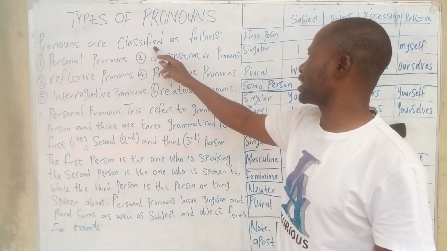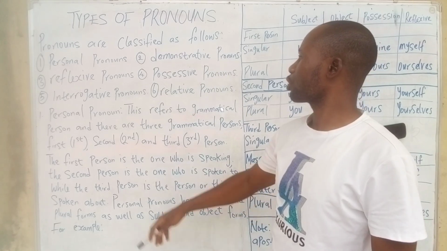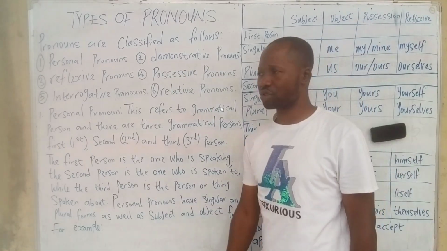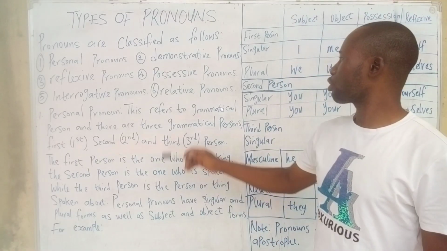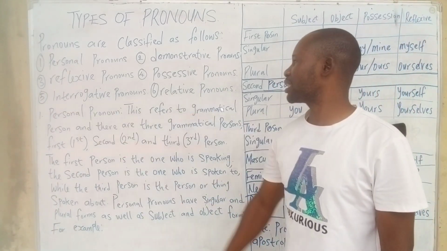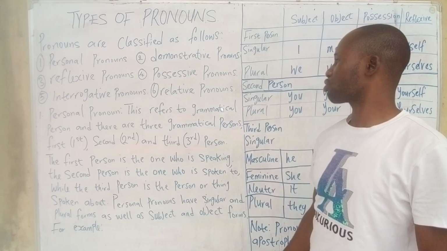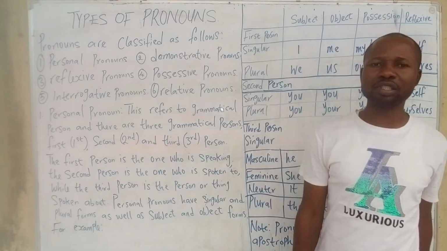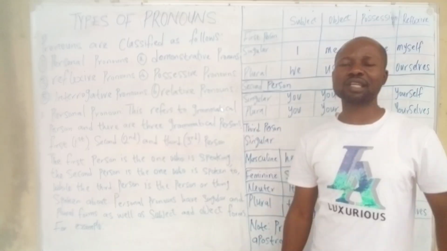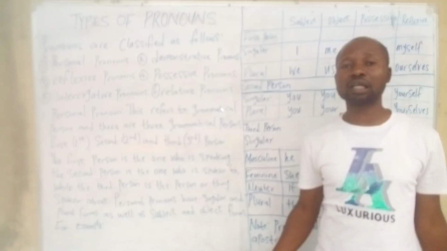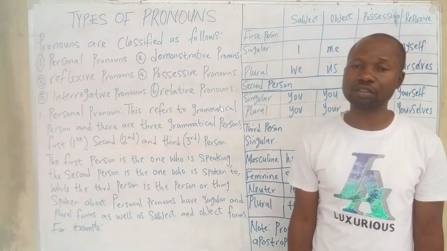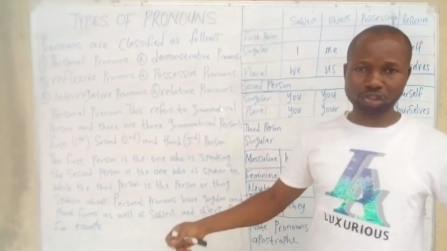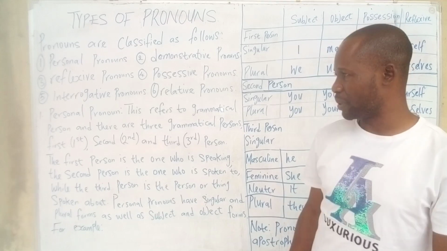Pronouns are classified as follows. Number 1, personal pronouns. Number 2, demonstrative pronouns, reflexive pronouns, possessive pronouns, interrogative pronouns, relative pronouns. That's all, six. But some grammarians may have more than this or below this. But the key thing is none will teach types of pronouns without mentioning personal, reflexive, and possessive. So any other one, someone may not agree, but these are the best for me.